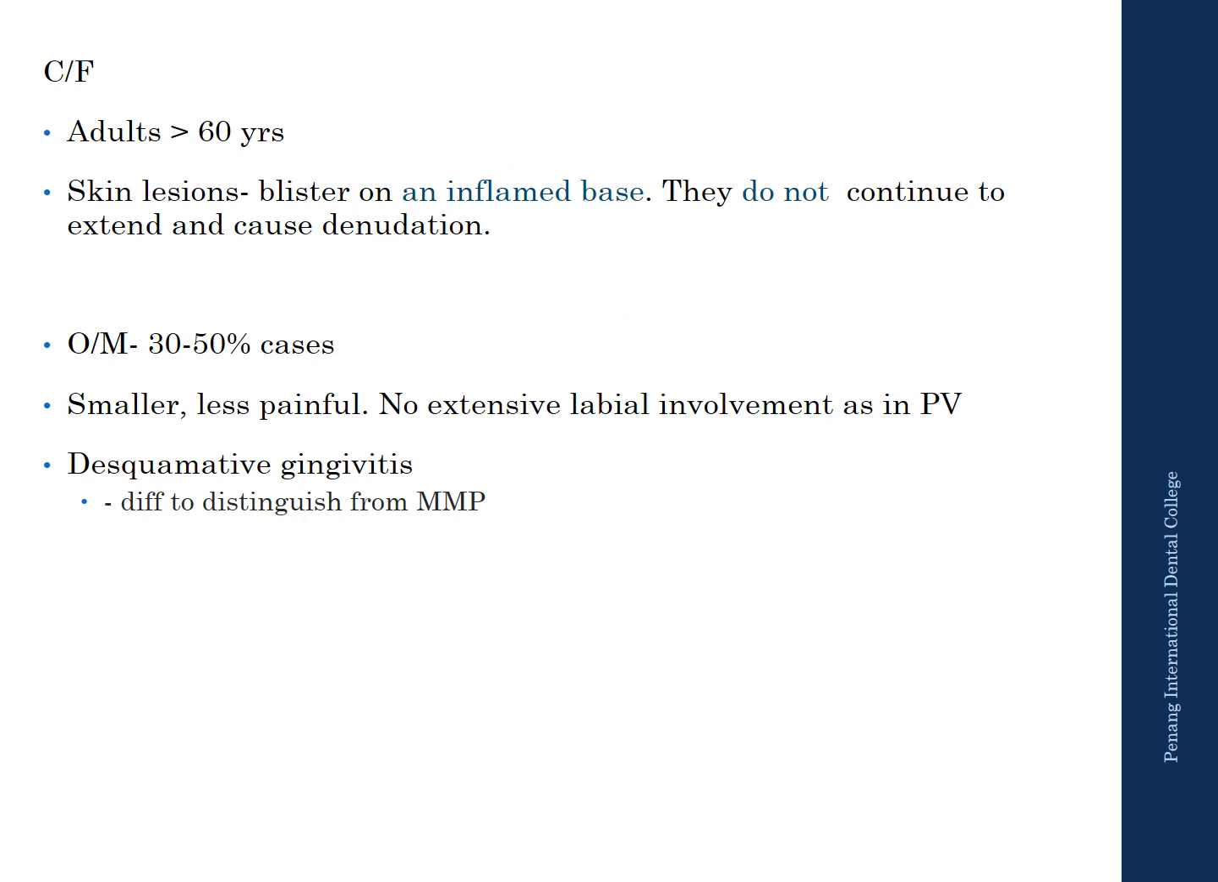The clinical features: it affects adults greater than 60 years old. Skin lesions are seen as blisters on an inflamed base, and they generally do not continue to extend and cause denudation, unlike pemphigus. The oral manifestations are seen in 30 to 50% of the cases. The ulcers are smaller, less painful, and there is no extensive labial involvement as seen in Pemphigus vulgaris. Desquamative gingivitis can also be seen, and it's important to remember that bullous pemphigoid in the oral cavity is difficult to differentiate from mucous membrane pemphigoid.